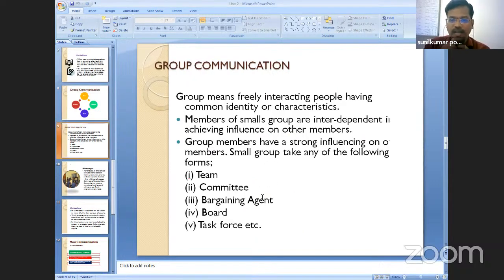Group means freely interacting people having a common identity or characteristics. Members of small groups are interdependent, having influence on other members. Group members have a strong influence on the other members. Small groups take any of the following forms: team, committee, bargaining agent, board, task force, etc.